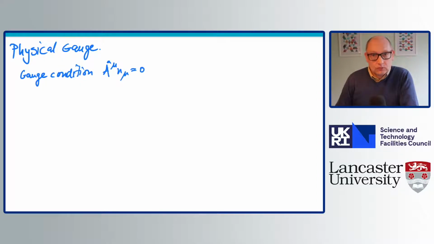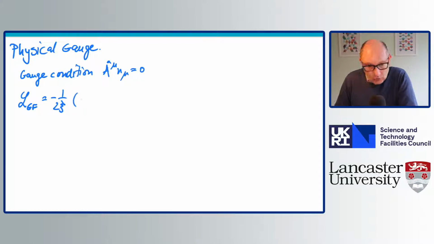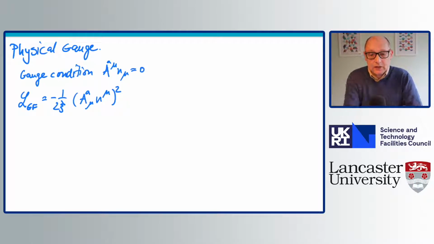Now, you can add a gauge fixing term to the Lagrangian. Gauge fixing, that will be minus 1 over 2 epsilon, just like we did with the covariant gauge ∂_μ A^μ. Now we would just want to add a term that says n_μ A^μ, like so. And then take the limit epsilon to 0, then we get the gauge condition that n_μ A^μ is 0. Now, if we add such a gauge fixing term, then the propagator for the gluon is modified.